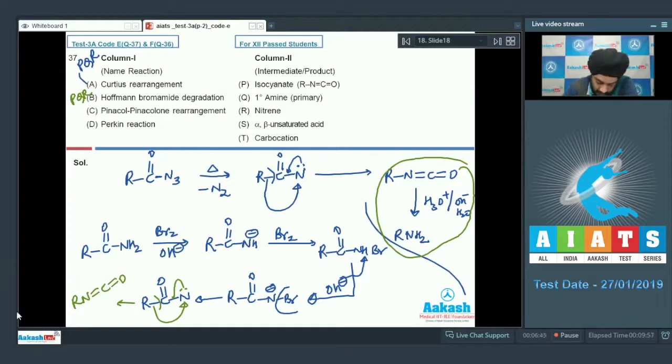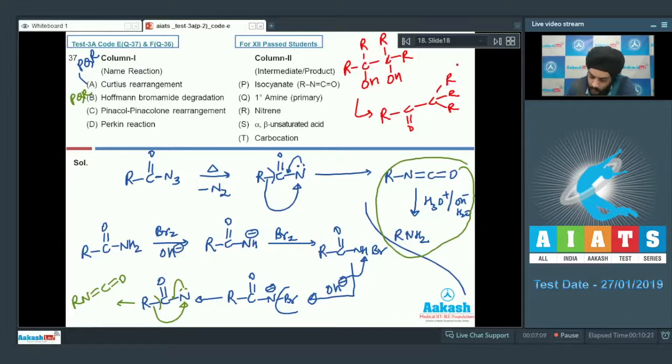If I talk about the third reaction now, we have pinacol rearrangement, we have vicinal tertiary glycols reacting with an acid to give us a ketone. So there is no formation of isocyanate, there is no formation of amine, there is no formation of nitrene, there is no formation of unsaturated acid, there is only the formation of a carbocation out of these given options. So the correct matching with option C will be only T.